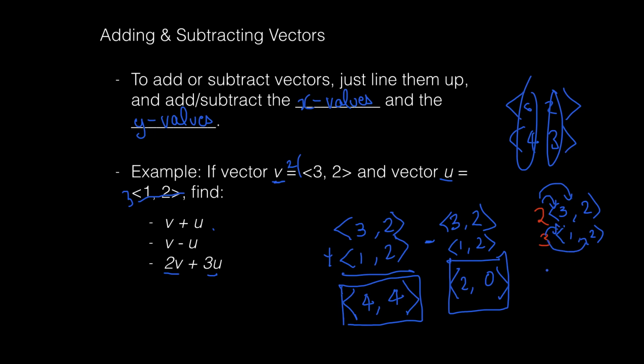And then this would ultimately become 2 times 3 is 6, 2 times 2 is 4, 3 times 1 is 3, 3 times 2 is 6. Make sure your brackets are square again. And then you just add them as normal. So this would be [9, 10]. And that is your answer.